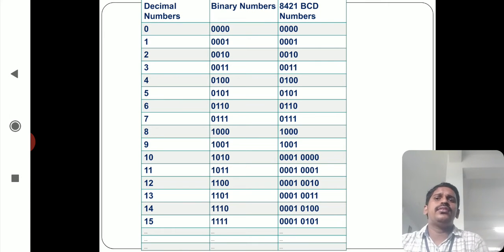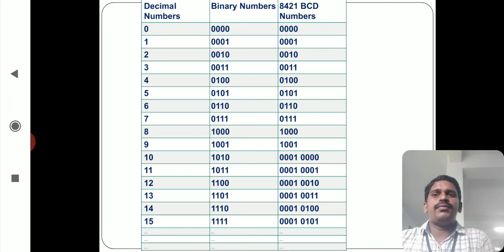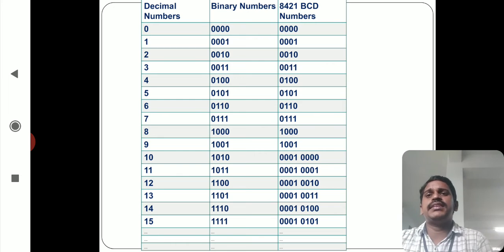You know the number of possibilities in the binary number system is 2 to the power n, where n is the number of variables and 2 is the base of the binary number system. Here we are using 4 variables to represent any number in BCD format. These 4 variables give 16 combinations, which correspond to the decimal values 0 to 15, the equivalent of binary numbers, as compared with the 8421 BCD code numbers.